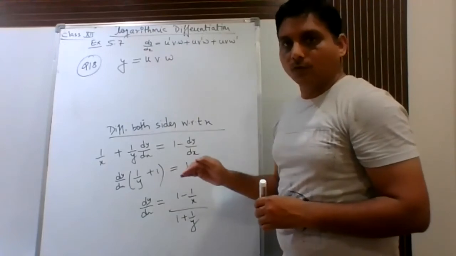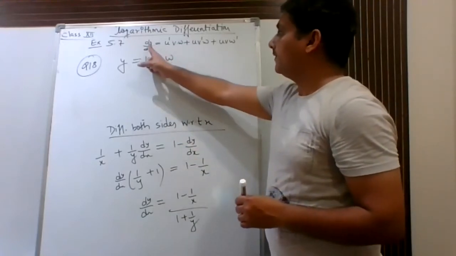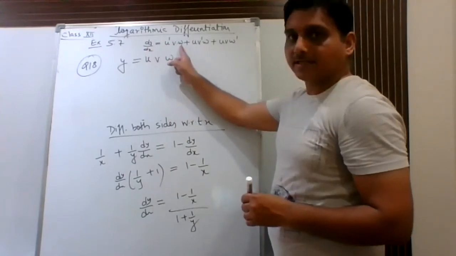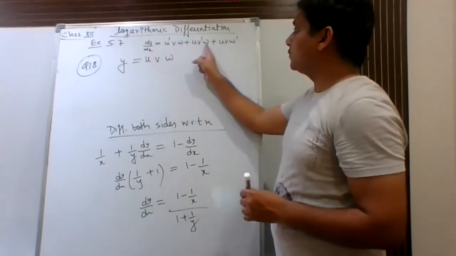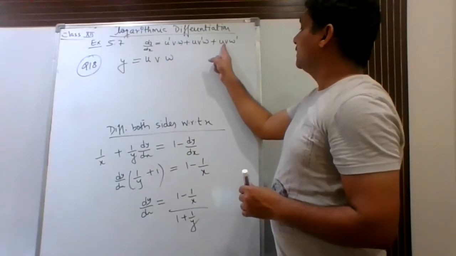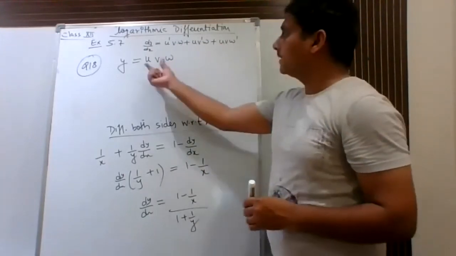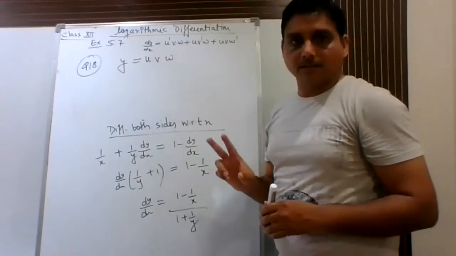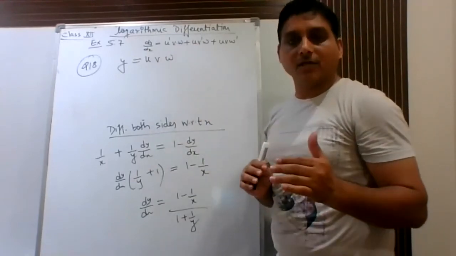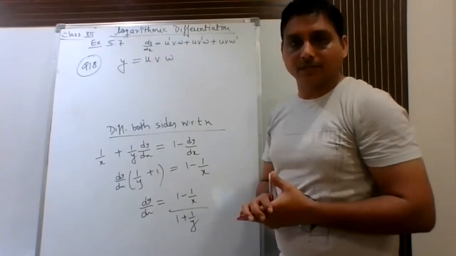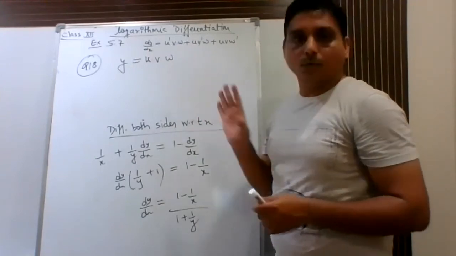Now we want to prove in this question that the derivative dy upon dx will be equal to the first one's derivative, these two as it is, then the second one's derivative, these two as it is, plus the first two as it is, the third one's derivative. So we will prove this result by two methods. One is repeated application of the product rule and one is by logarithmic differentiation. So let me explain you both the methods.